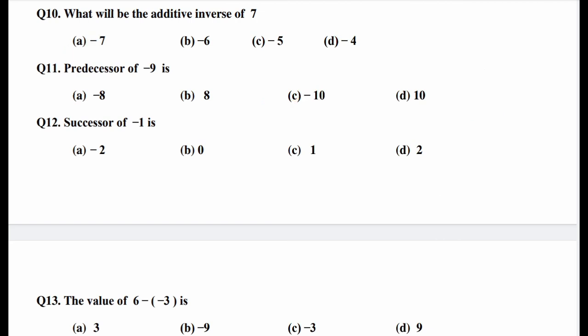Question number 12 is successor of minus 1 is. Now successor means after number, and if we want to find after number of minus 1, then we have to add 1 to it, and minus 1 plus 1. Here we have minus 1 and we add 1 to get successor, and here we get the value 0, right? Because minus 1 plus 1 is equal to 0. So answer is B.